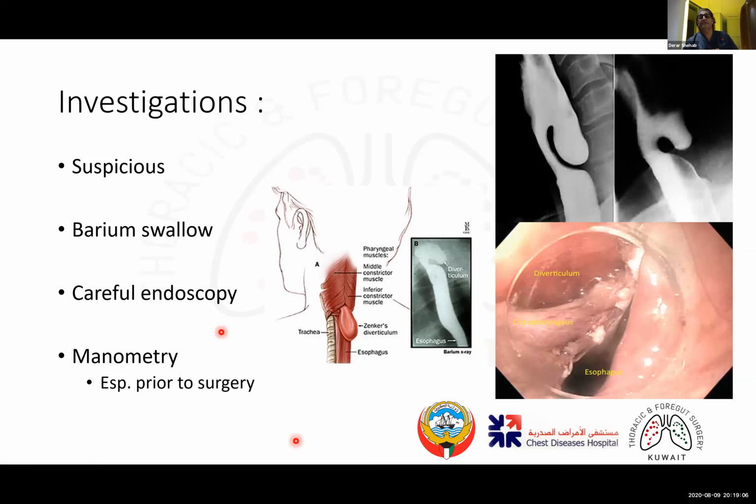If you want to evaluate Zenker's diverticulum now, we always start with history and physical examination. And I think that the gold standard for diagnosis of Zenker's diverticulum is barium swallow. Barium swallow can give us a lot of information about the presence of the diverticulum, location, the size of the diverticulum, and also whether there are underlying strictures or tumors.